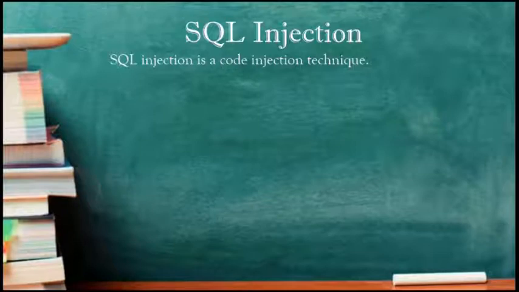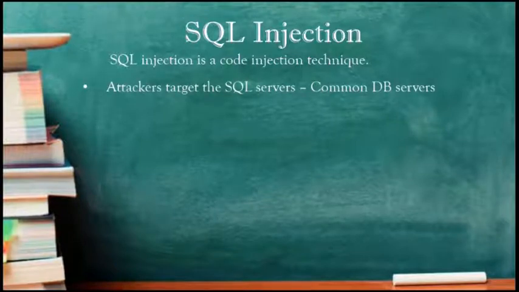The attacker targets the SQL server, that is, common database servers used by many organizations to store confidential data. The prime objective behind an SQL injection attack is to obtain information while accessing a database table that may contain personal information such as credit card numbers, social security numbers, that is SSN, or passwords.